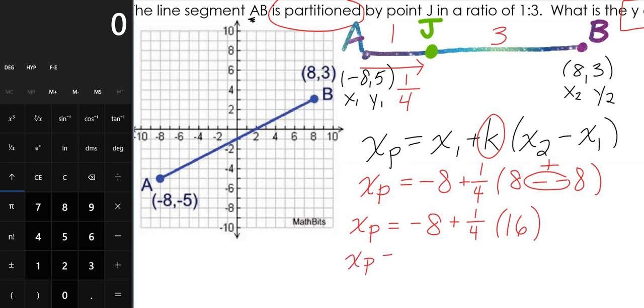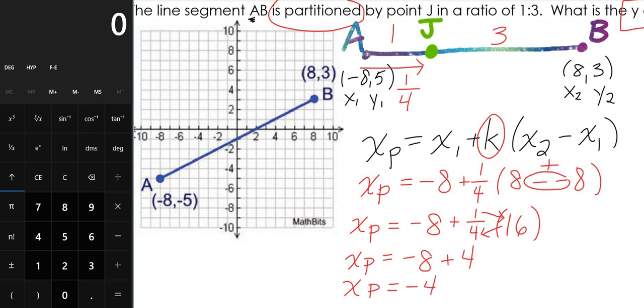XP equals -8 plus, when you have 1/4 times a whole number, what you can do here is multiply 1 times the 16, which is 16, and then divide by that denominator of 4. So 1 times 16 is 16, then divide by 4, and you get 4. -8 plus 4 means XP is -4.